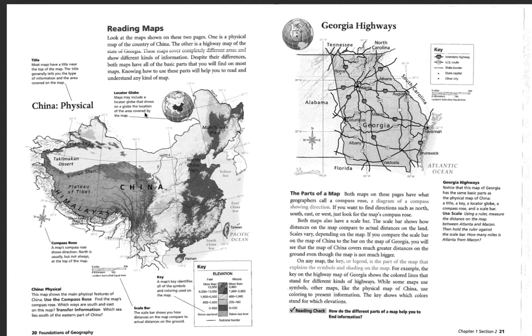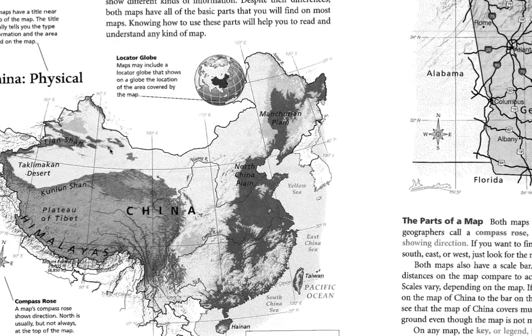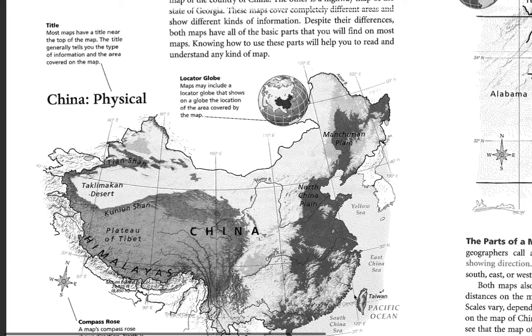These maps cover completely different areas and show different kinds of information. Despite their differences, both maps have all of the basic parts that you will find on most maps. Knowing how to use these maps will help you to read and understand any kind of map. Okay, so let's look at this China physical one first.